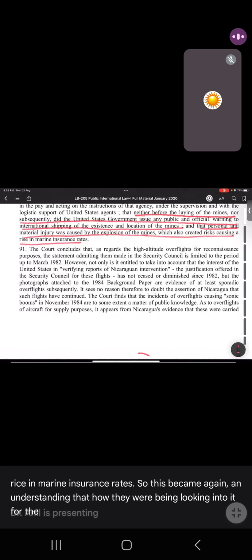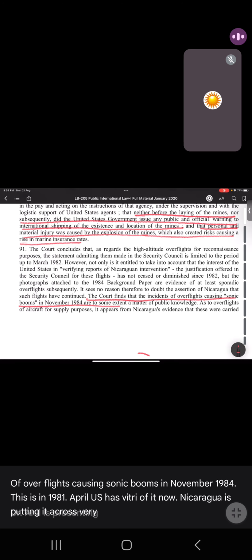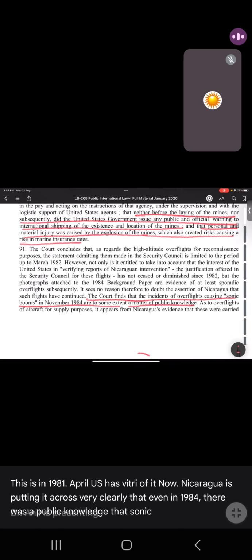For the present case, the court finds that the incident of overflights causing sonic booms in November 1984, this is in 1981 April, the US had withdrawn. Now Nicaragua is putting it across very clearly that even in 1984 there was public knowledge that sonic booms were being heard, and that was because of overflights which had caused them.